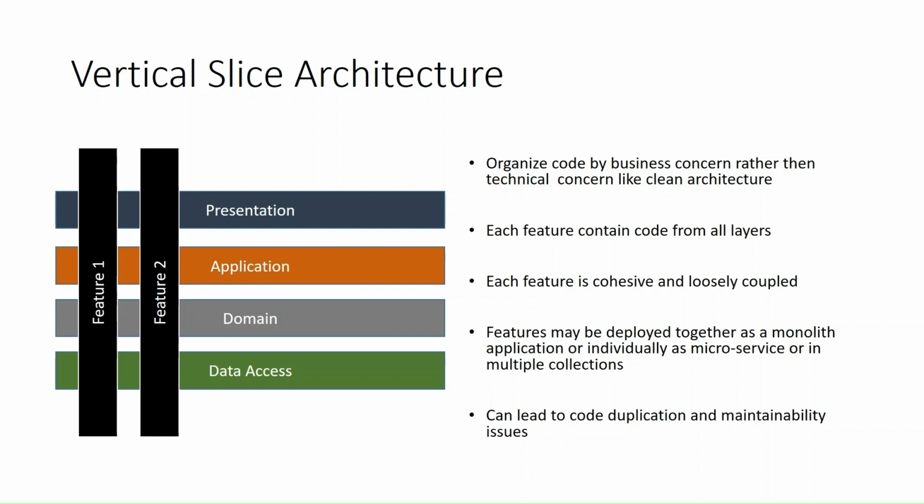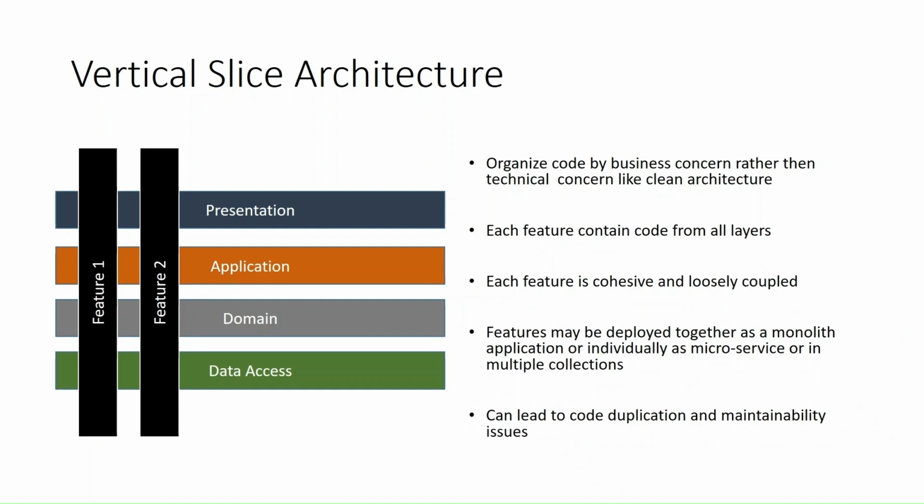In our clean architecture, we had been grouping our files based on their technical functionality, like data access, domain, application, or presentation. But in this case, we will be grouping them together based on the business feature, like logging, user management, and so on. In this diagram, you can see feature 1, feature 2; they represent the business concern, as I mentioned earlier.